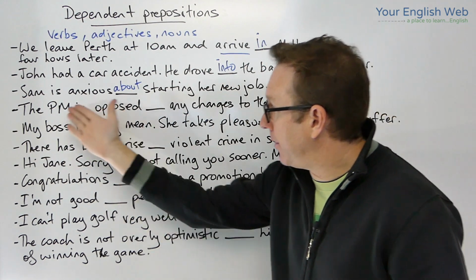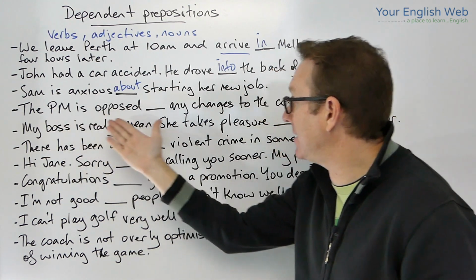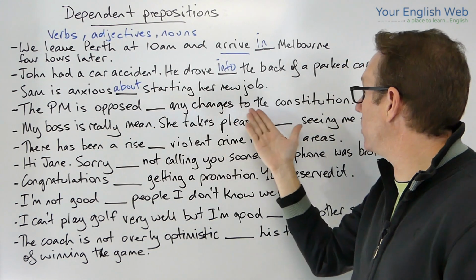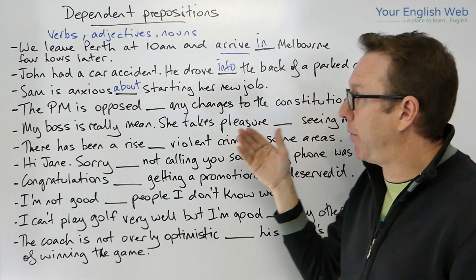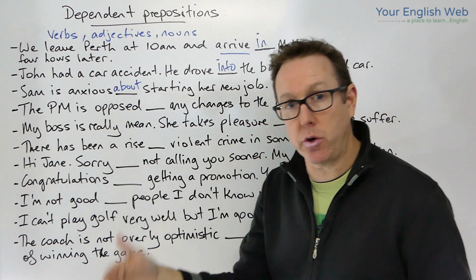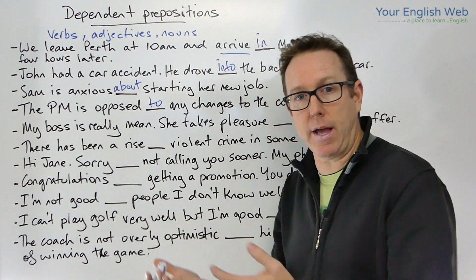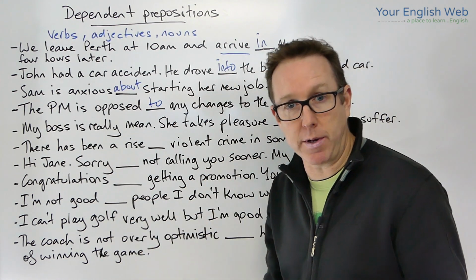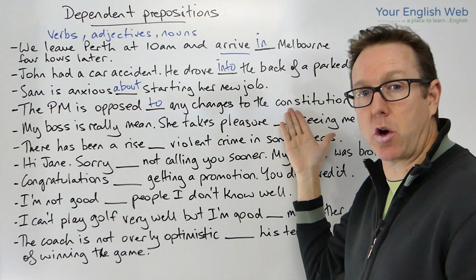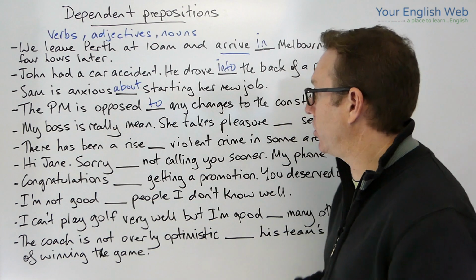Next sentence. The PM, the Prime Minister of a country, is opposed, preposition, which one? Think. Any changes to the Constitution. He's opposed for, he's opposed with, he's opposed to. If you said he is opposed to any changes to the Constitution, you would be correct. He wants the Constitution to stay the same. He's opposed to any changes.